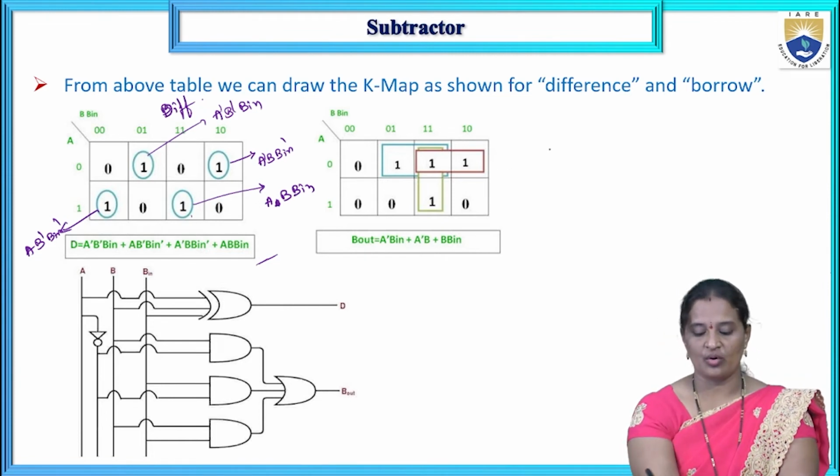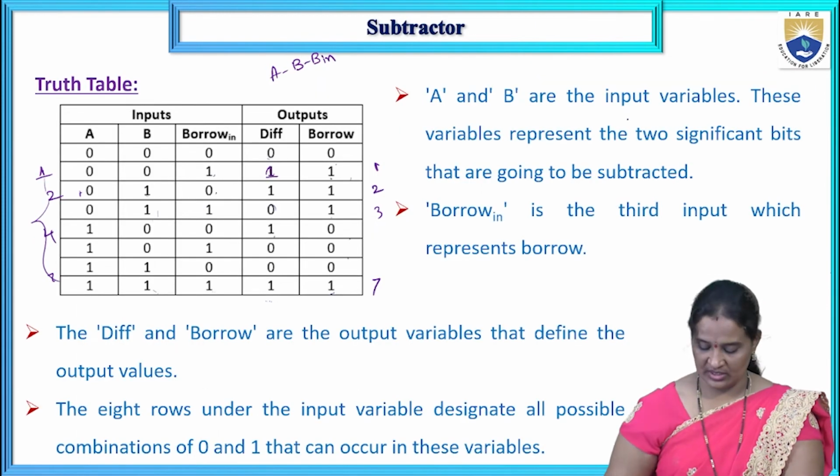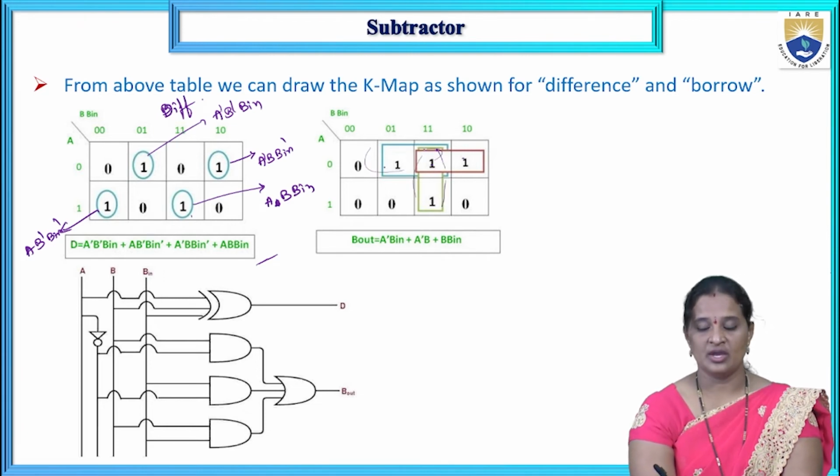Now coming to the borrow. Borrow output is 1 for the combinations 1, 2, 3, 7. So I can group these two, these two, these two. I can form 3 pairs.